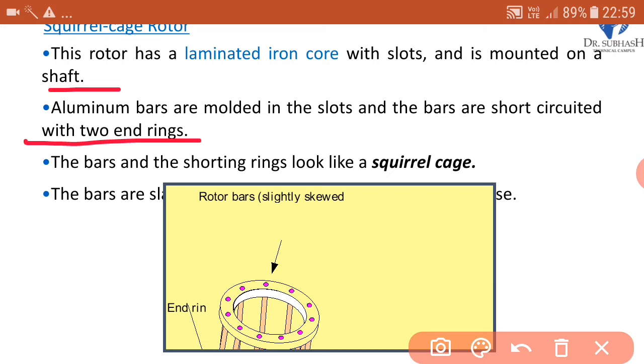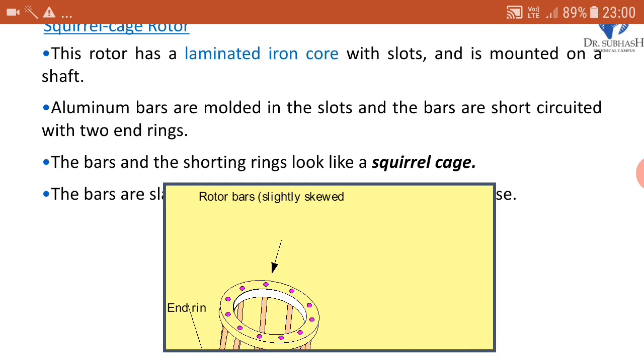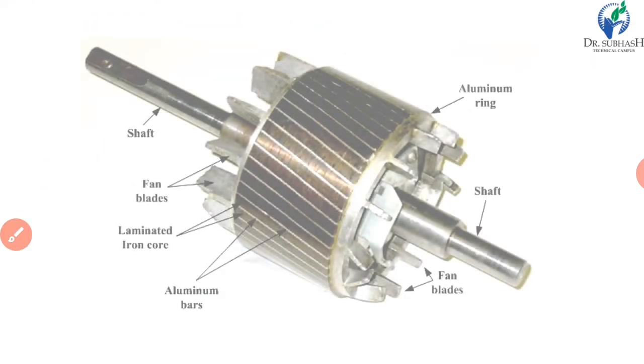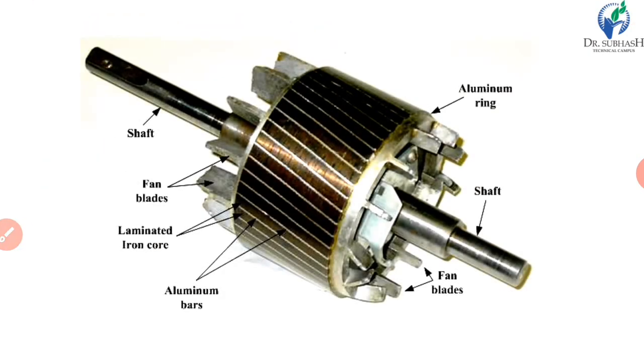In this figure, we can see these are the end rings, and the bars are short circuited by these end rings. The bars and the end rings look like a squirrel cage. So this whole arrangement looks like a squirrel cage, and this type of motor is known as a squirrel cage rotor.